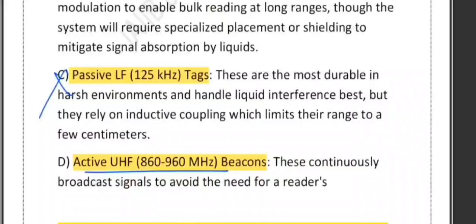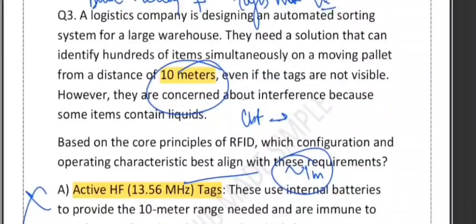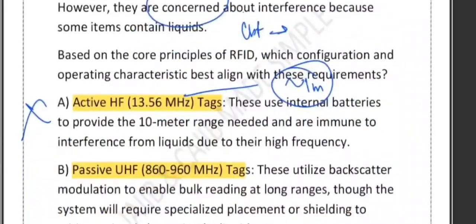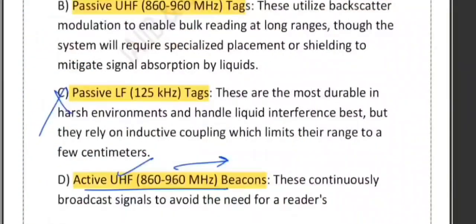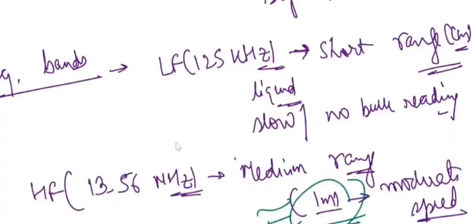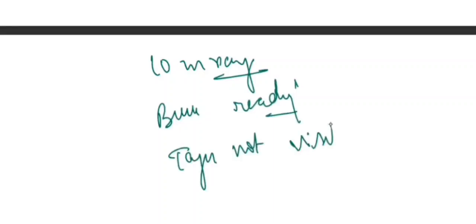What about active UHF? Active UHF works, but the question says the tags are not active. In the question it is mentioned non-active tags. Even if the tags are not visible, tags are not active. Passive UHF supports long range and bulk reading. We have 3 checklists. What are the 3 checklists? The first checklist is 10 meter range. Second checklist is bulk reading. And the third checklist is tags not visible. These are the 3 checklists.